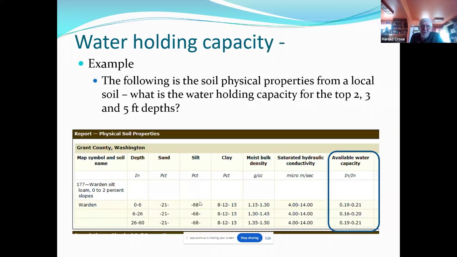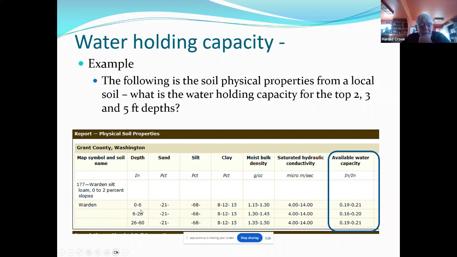The following is the soil physical properties from a local soil, and it asks what is the soil water holding capacity for the top 2, 3 and 5 feet of depths. So as you can see here, this is a Warden silt loam, and this is one of the best soils we have in the Columbia Basin.